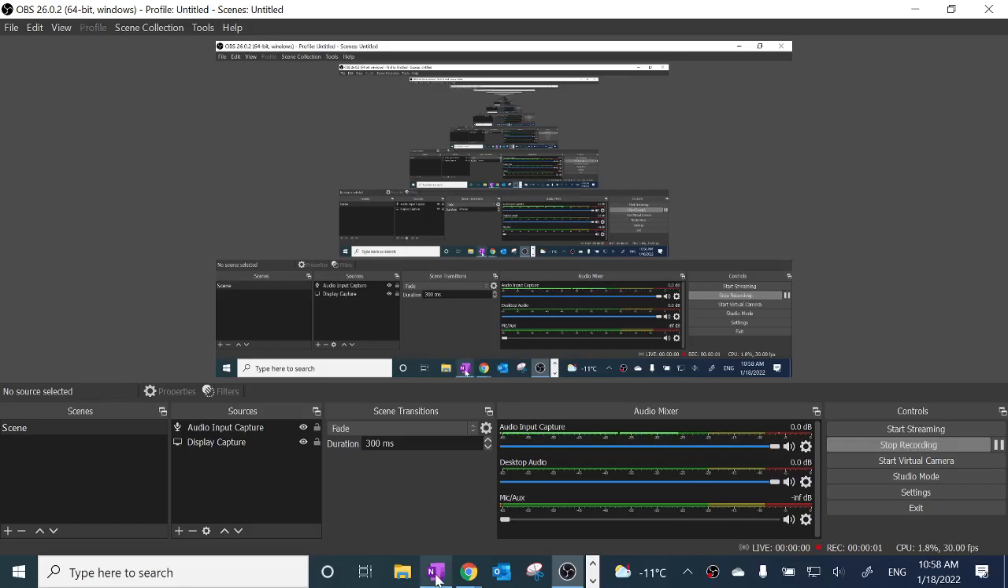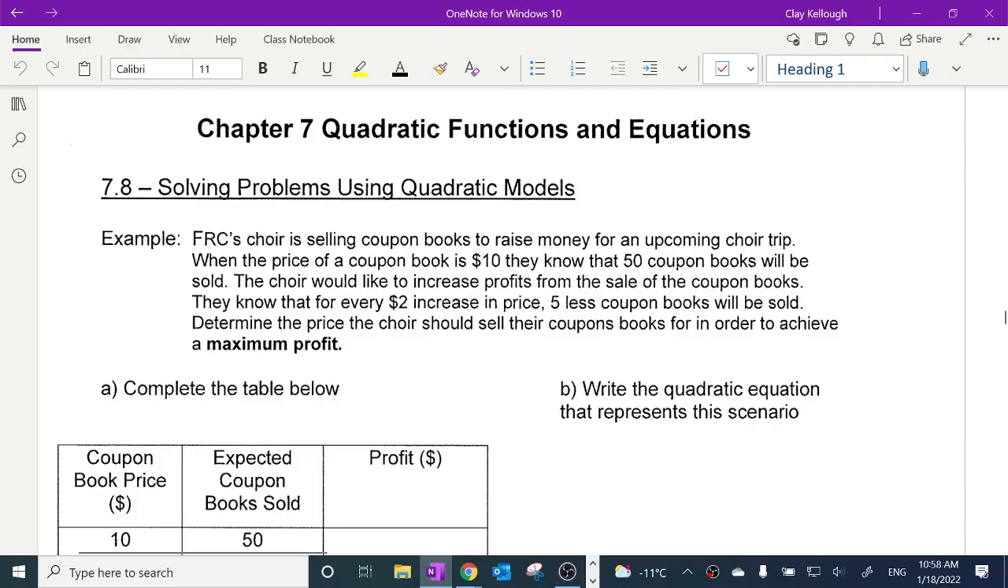Okay, we're recording now, and we are doing lesson 7.8. Actually, we're starting it. This is a big lesson. We'll take a couple days for this. So we are solving problems using quadratic modeling. In other words, can I model the situation that I'm looking at with a quadratic equation?